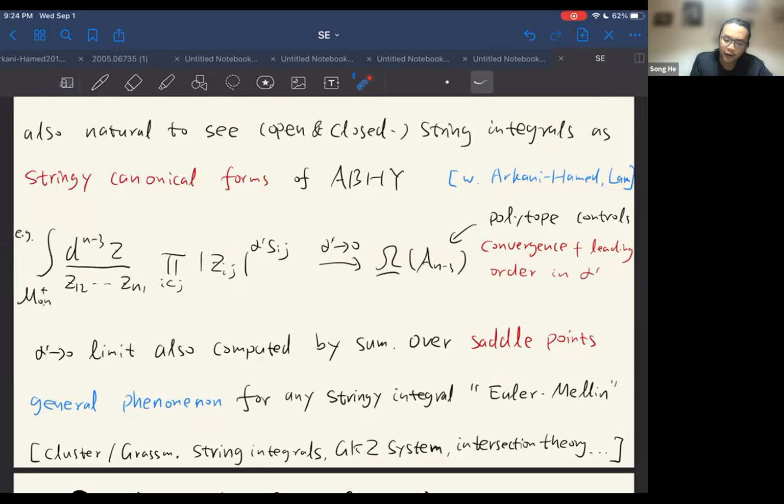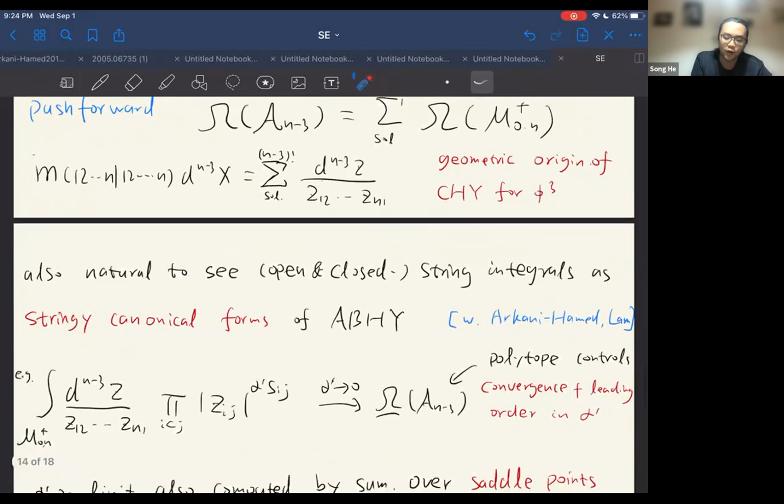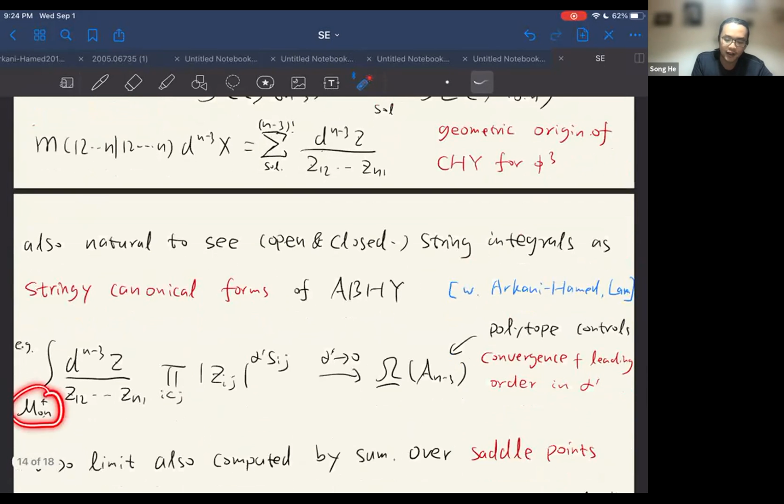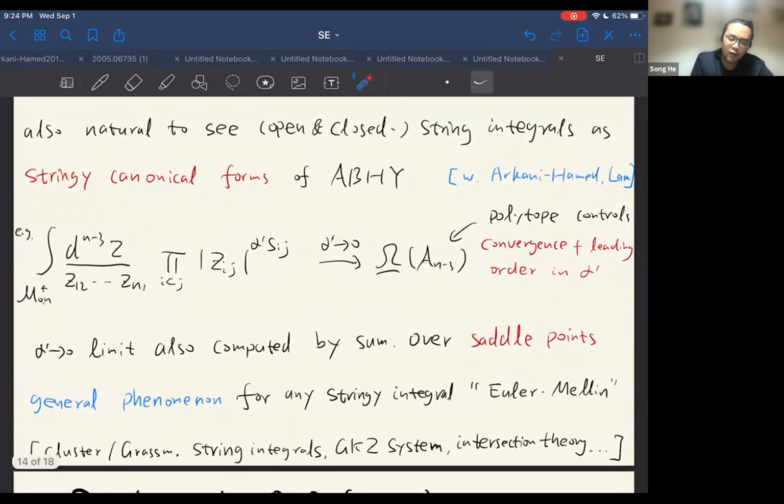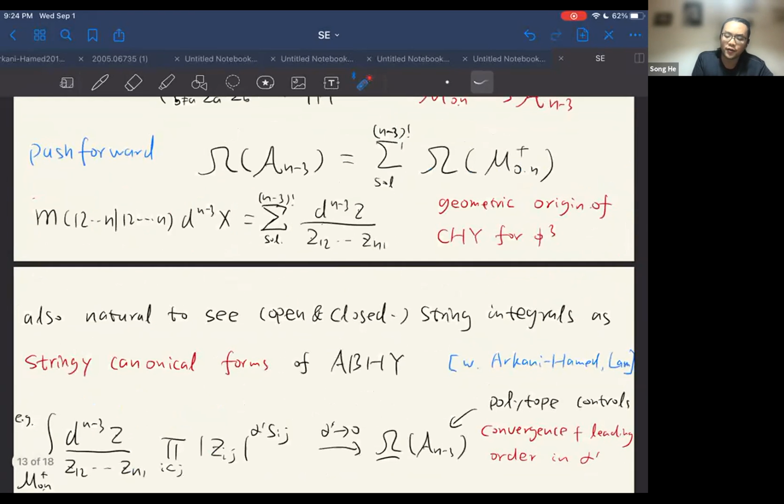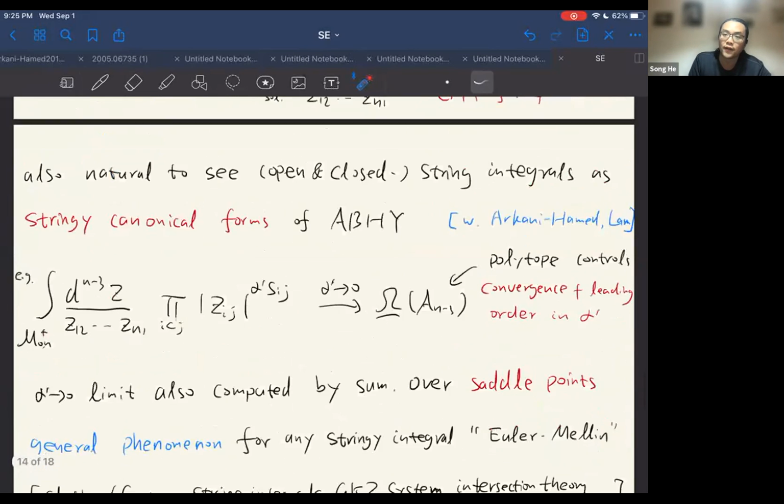But there's also another context where you see the appearance of the polytope, namely if you take saddle points of your string integral. If you take saddle points, you recover the scattering equation. And as I said, the scattering equation gives you a map from this moduli space to the polytope. So the alpha prime to 0 limit is also computed by this formula I just gave you, which sums over all the saddle points in the opposite limit where alpha prime goes to infinity.